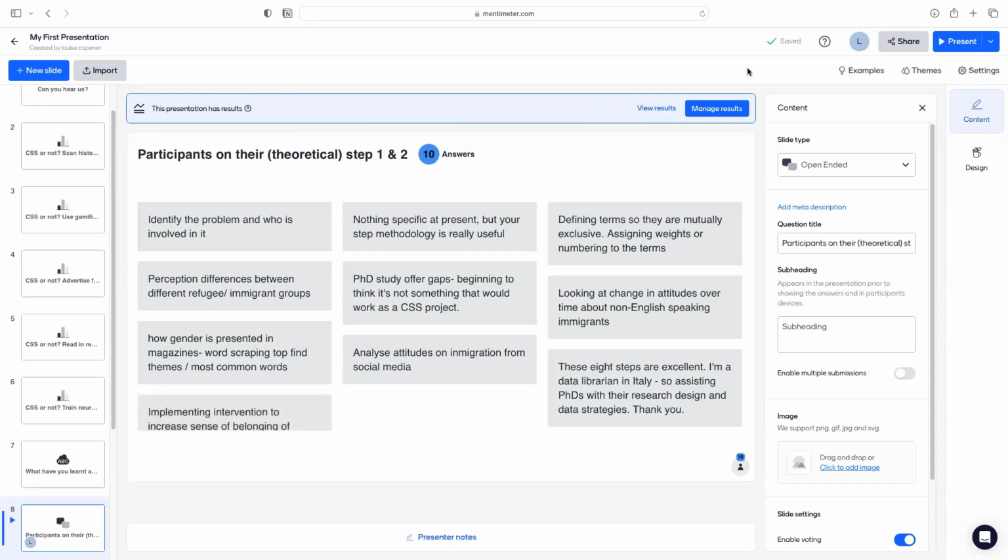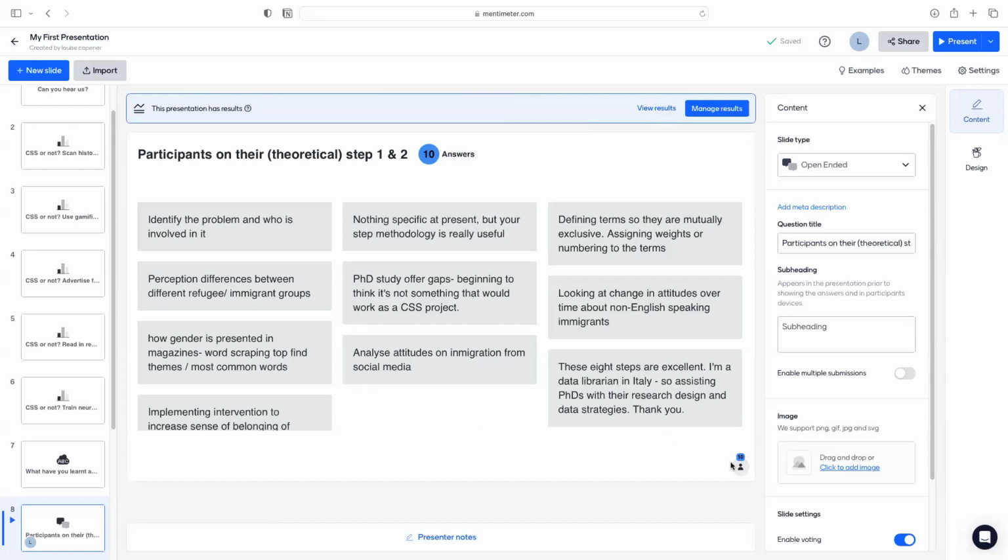How gender is presented in magazines, word scraping to find themes and most common words. Yeah, that'd be a really cool one. You could use a lot of natural language processing for that. That'd be super, super interesting. We've got one that's slightly cut off. Implementing intervention to increase sense of belonging of, and then unfortunately for me, it's a little bit cut off.